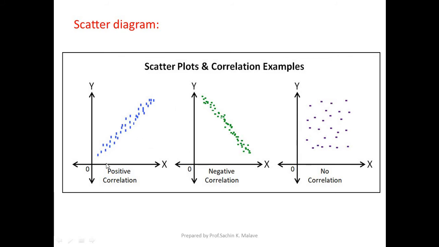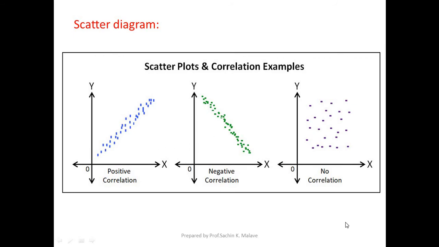So as you can see, positive correlation: an increase in x causes an increase in y. Negative correlation: an increase in x causes a decrease in y. No correlation: there is no relationship between two variables which were suspected to be related to each other, but no such evidence has been recorded or observed. That's why there is no correlation. This is the scatter diagram, and these are the interpretations of the results.